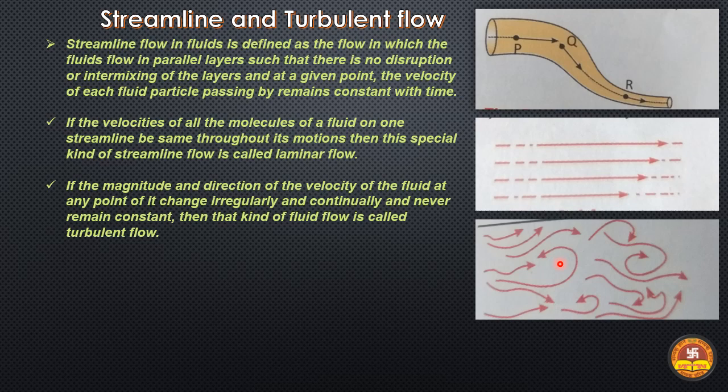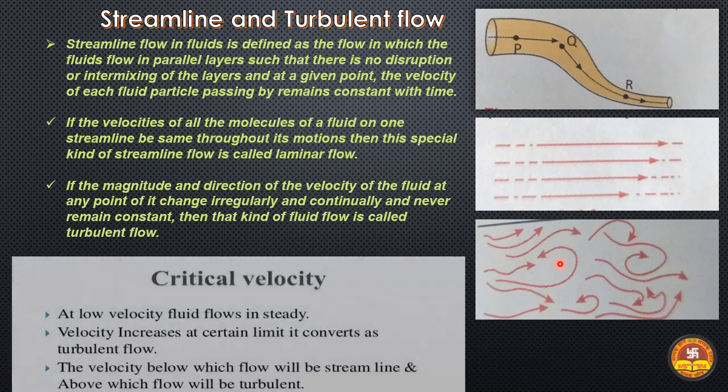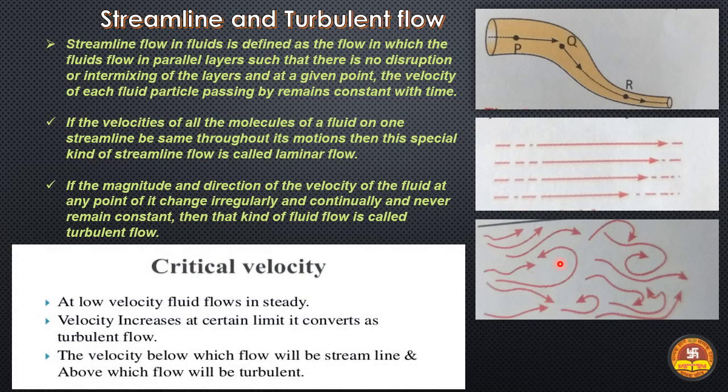There is a characteristic maximum velocity of the flow of a fluid called critical velocity, up to which a fluid flow is called streamline, but beyond which the flow becomes turbulent. So at very low velocities, we know fluid flows in steady state, and as velocity increases beyond a certain limit, it slowly converts into turbulent flow.